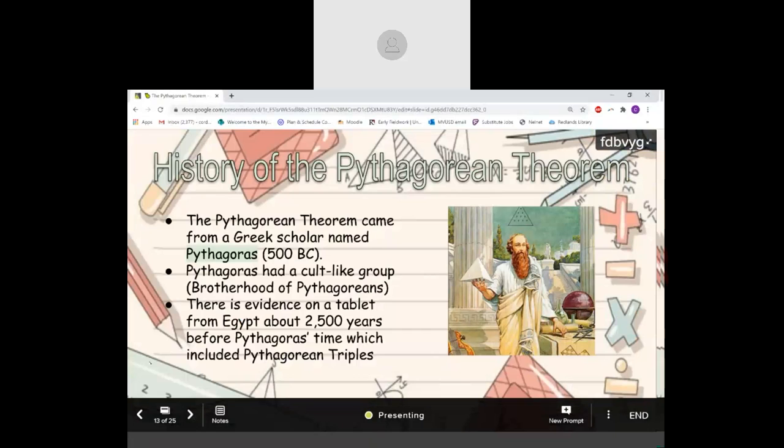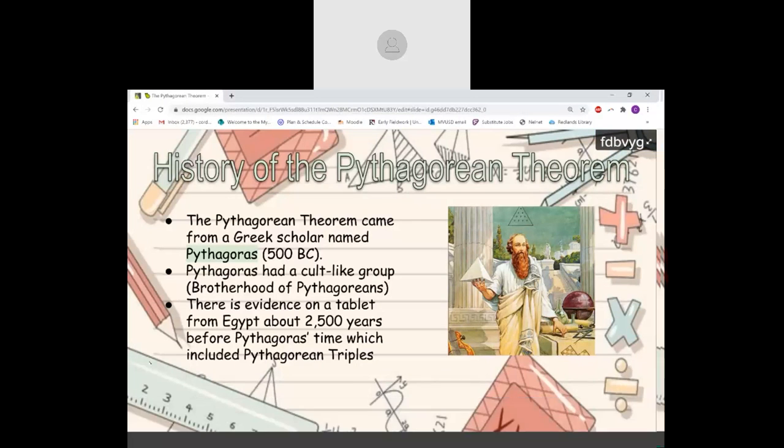Okay, so here's a little bit of history of the Pythagorean theorem. The Pythagorean theorem came from a Greek scholar named Pythagoras. He lived around 500 BC. Pythagoras had a cult-like group which was called the Brotherhood of Pythagoreans. Now, this was a kind of strange group. They were devoted to the study of math.